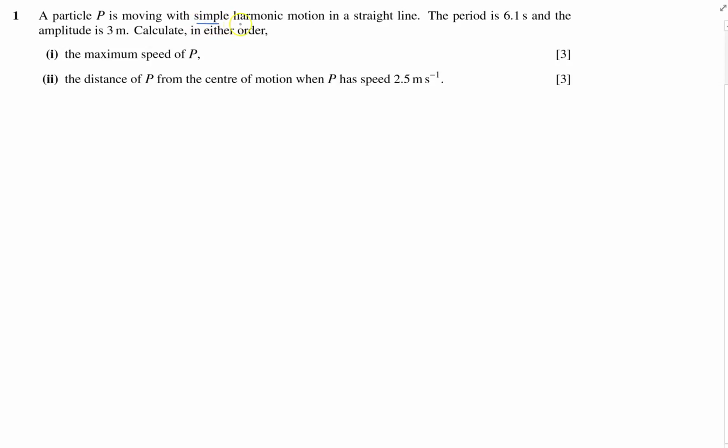Okay, you've got simple harmonic motion. Period is 6.1, so I'll write that down. Period, I'll always write down period. 2 pi over n equals 6.1. Amplitude is 3. Calculate either one maximum speed. I think I'll work out that one first.